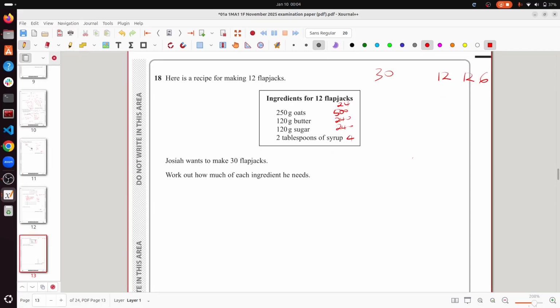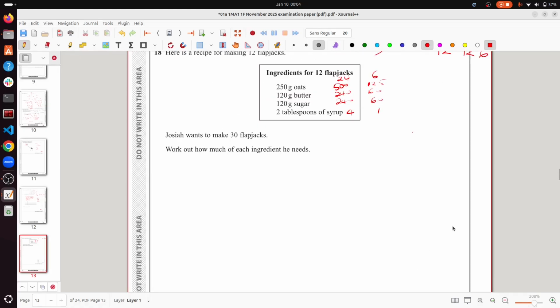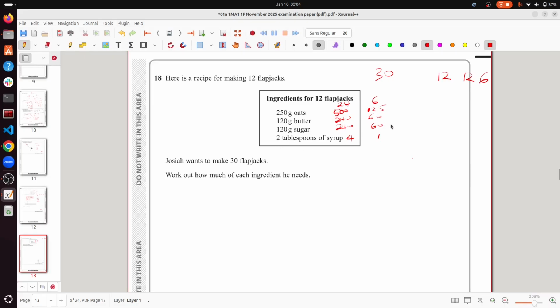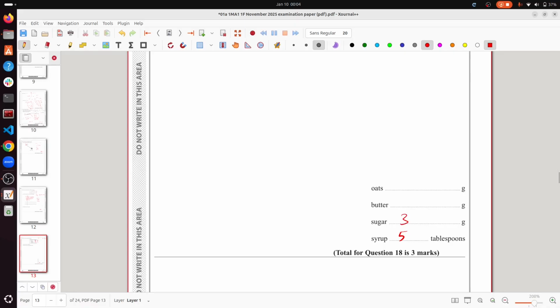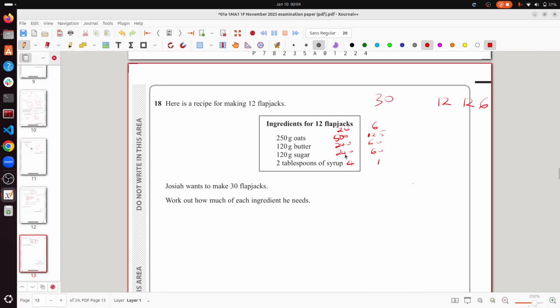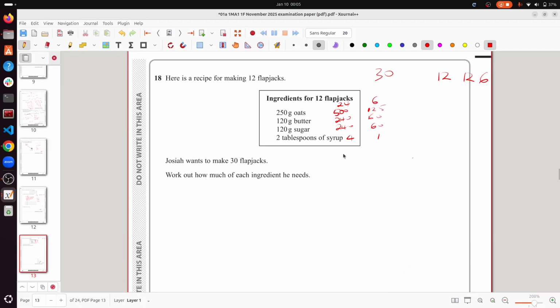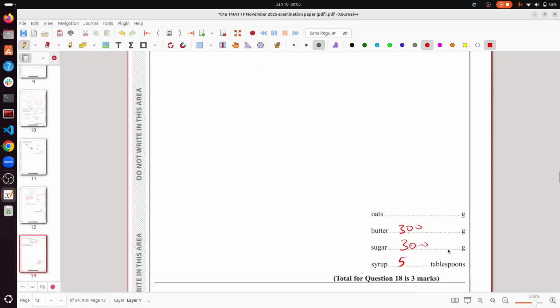And then for the remaining 6 to make that 30, I'm going to half each of these original ones, and that gives me 125, 160, sorry, 60, and then 1. So if I want to find for tablespoons for 30, I'm going to have 5. For sugar, 240 plus 60 should give me 300, and that should be the same for butter as well. And lastly, we have 500 plus 125, that gives me 625.